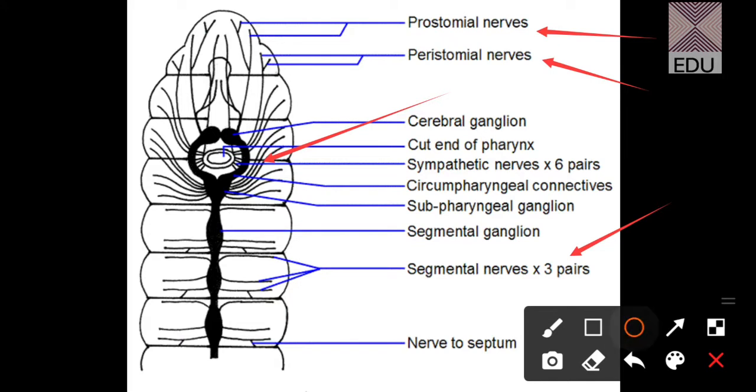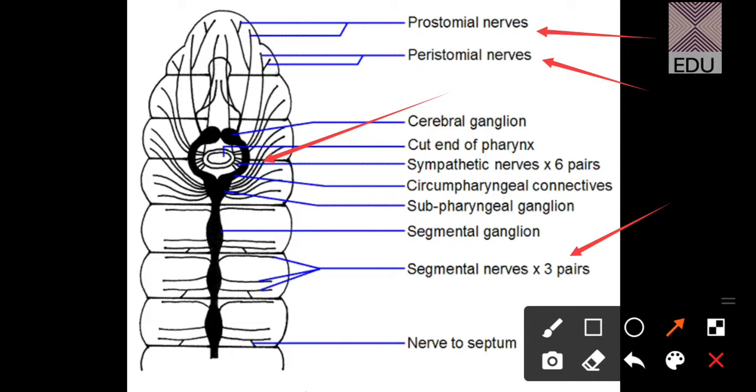If we take the ring into account, and the ventral nerve cord, this forms the central nervous system. And the peripheral nerves like the prostomial nerves, peristomial nerves, the nerves to the second, third and fourth segment, and the segmental nerves, they come under peripheral nervous system.